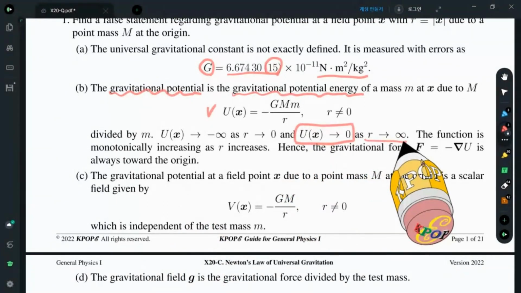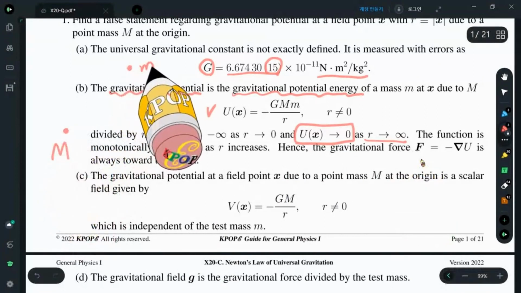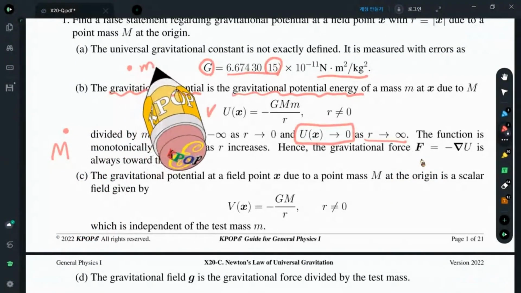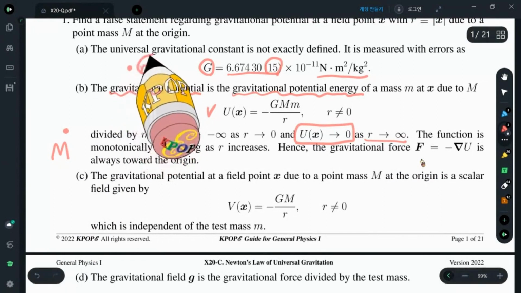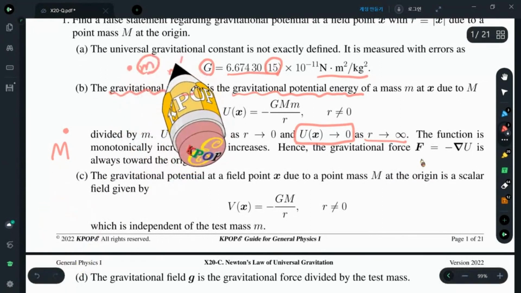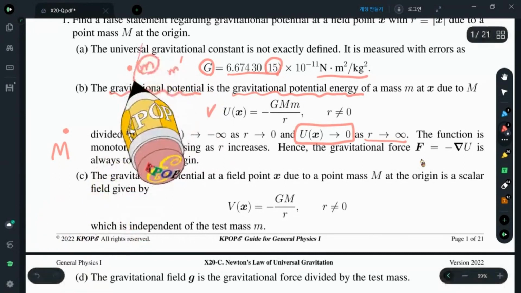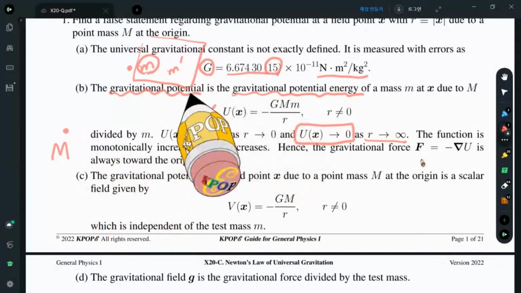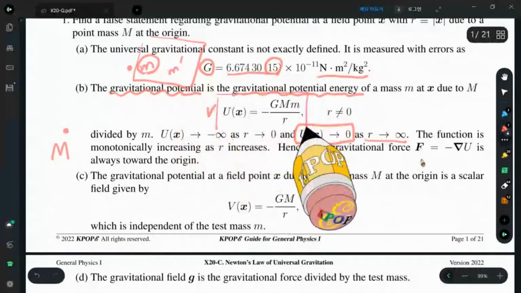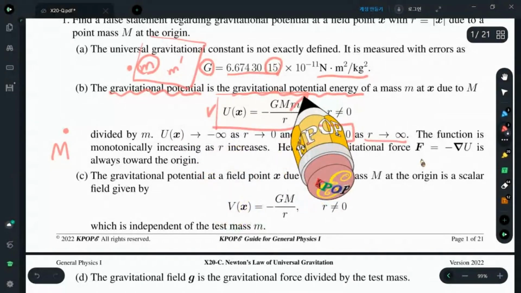So if you consider the gravitational force between two massive objects, and you want to replace this test mass with another, it is convenient to compute the gravitational potential that is independent of the test mass. So the gravitational potential is the same as gravitational potential energy, except that we divide this test mass away.